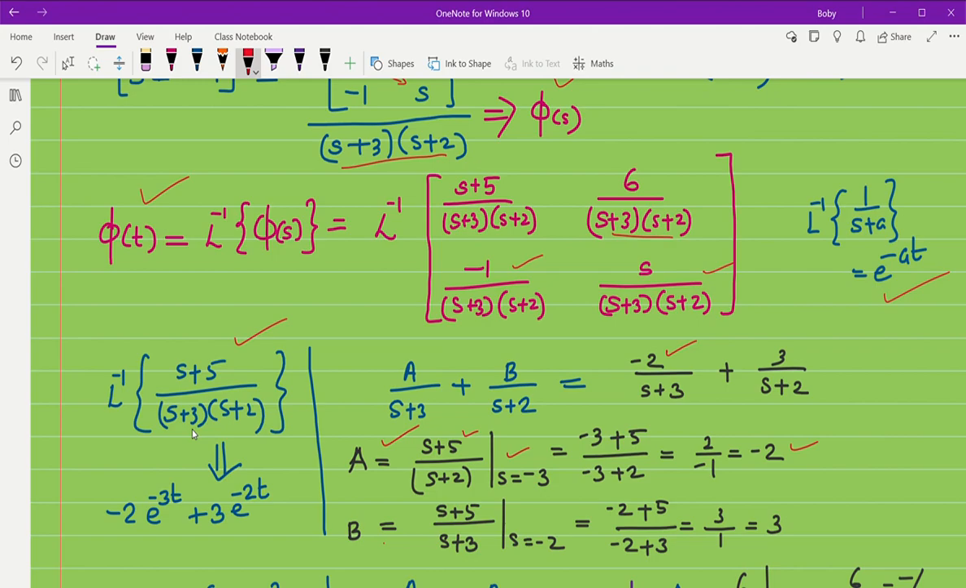For B, the denominator S plus 2 cancels out. So S plus 5 divided by S plus 3, and put S equal to minus 2. Minus 2 plus 5 over minus 2 plus 3 is equal to 3. So we are getting A equal to minus 2 and B equal to 3: minus 2 by S plus 3, plus 3 by S plus 2.